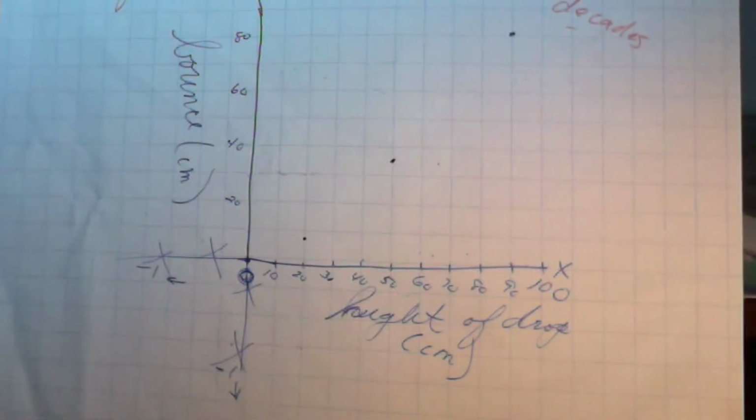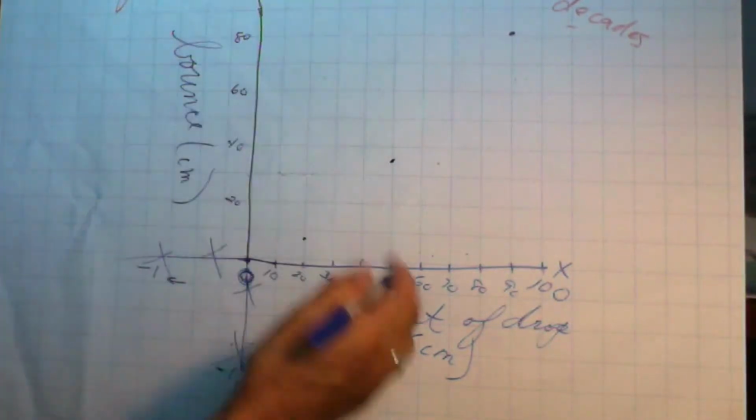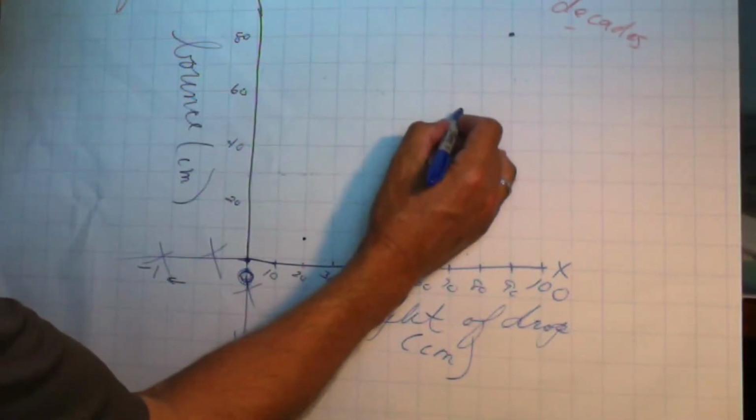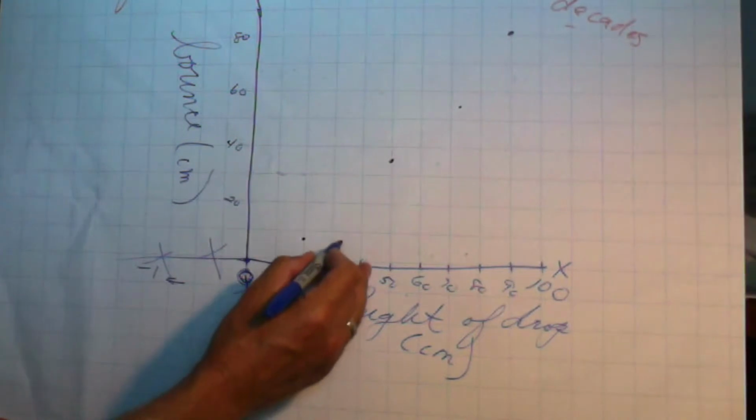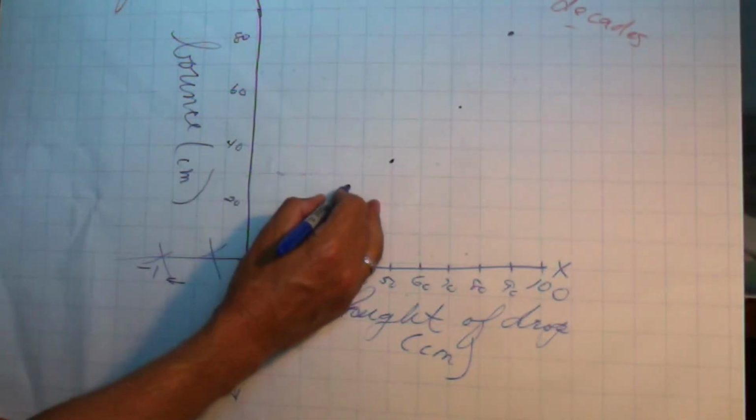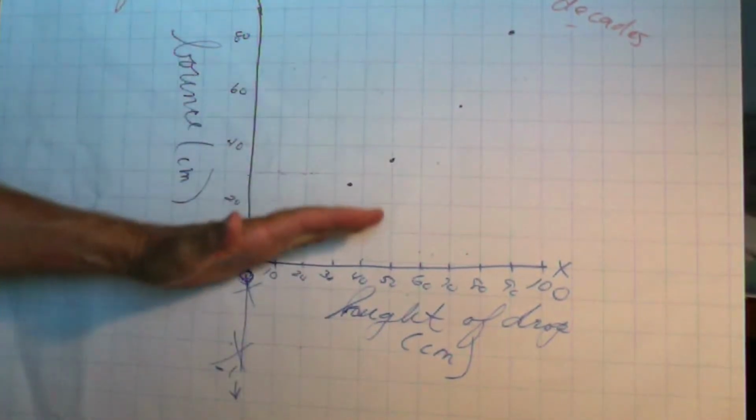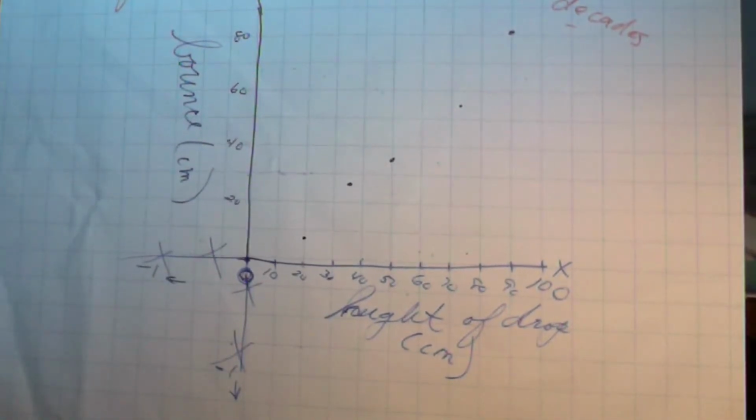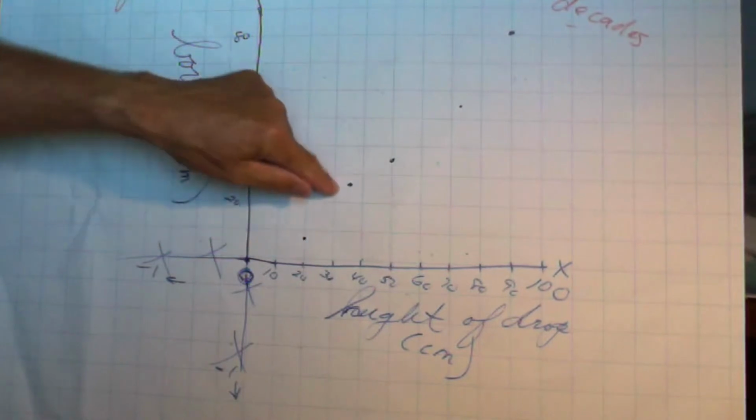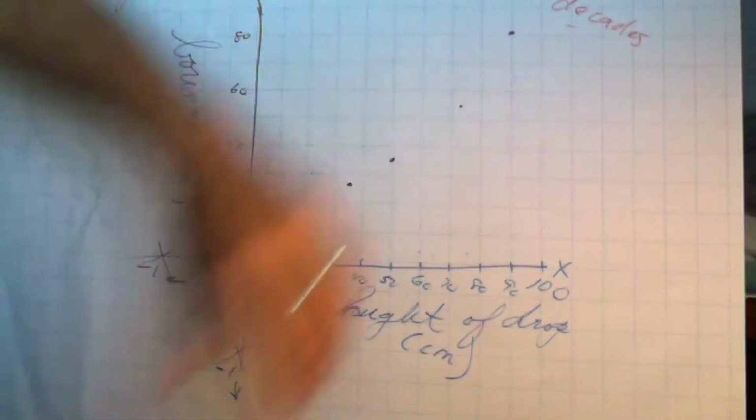Okay? Now let's do a couple more. Let's just say I dropped it from 70 and it went there, and I dropped it from 40 and it went about right there. Okay? Now I've got at this point what's called a scatter plot, because I've got scattered dots on a plot.